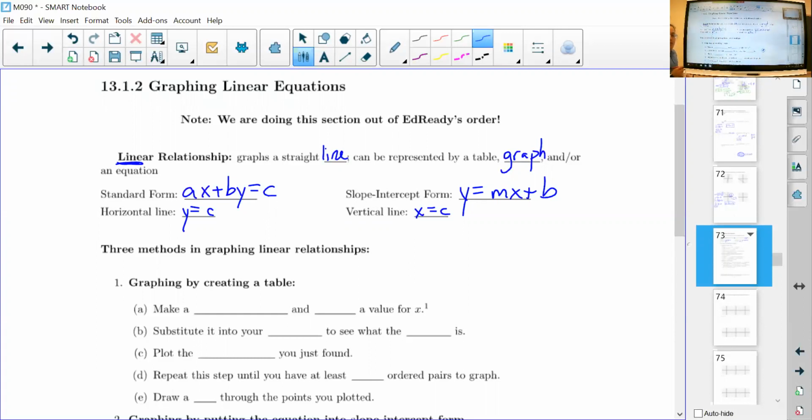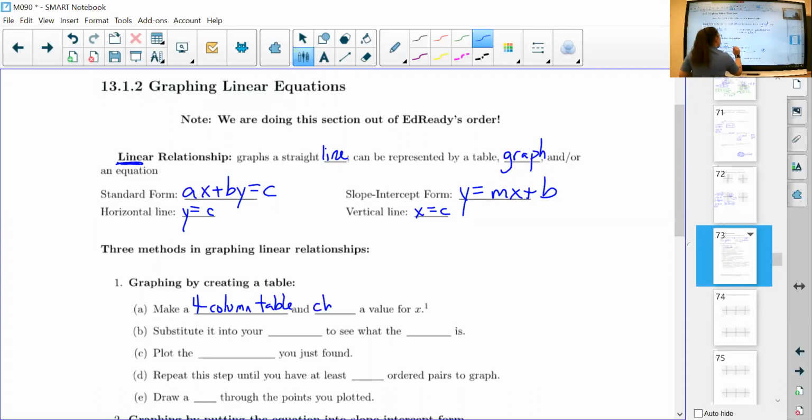We're going to look at 3 different ways to graph lines. And typically, you may be asked to graph in a particular way or all 3 ways, and then just make sure that your answers match up. So it's a built-in way to check your work. So we can start by graphing a table. We'll make a 4-column table, and I'll show you what that looks like.